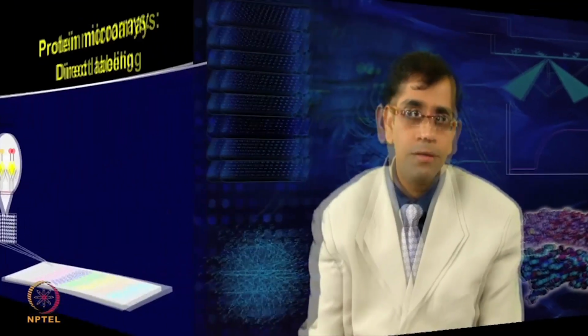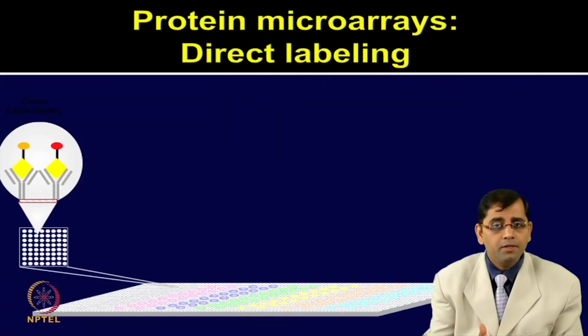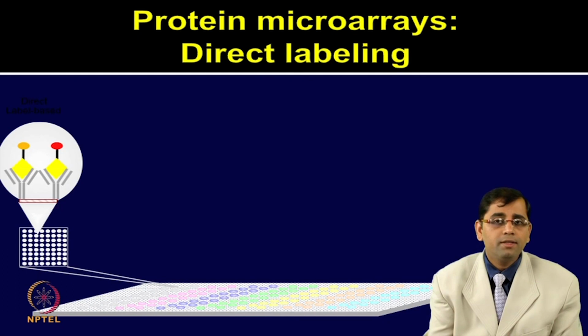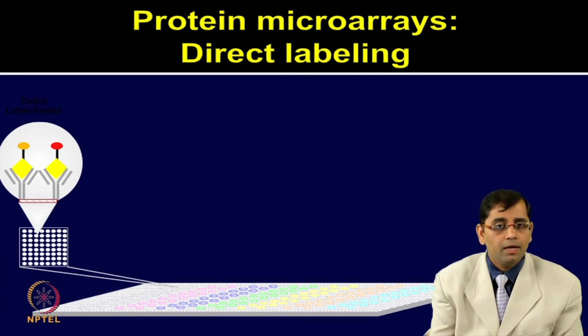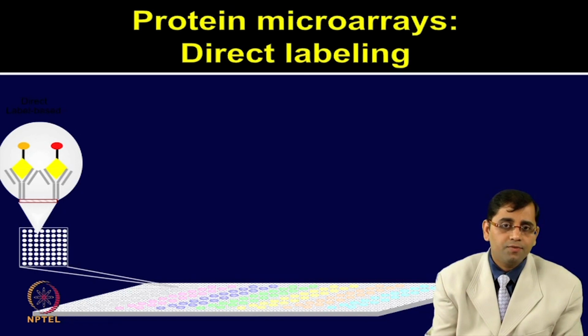There are different types of microarray platforms which are available for studying the proteins. Let's have a quick look at some of these available platforms. Antibodies are labeled with fluorescence or other tags, which allows detection of the protein after it is captured by the antibody immobilized on the array surface.